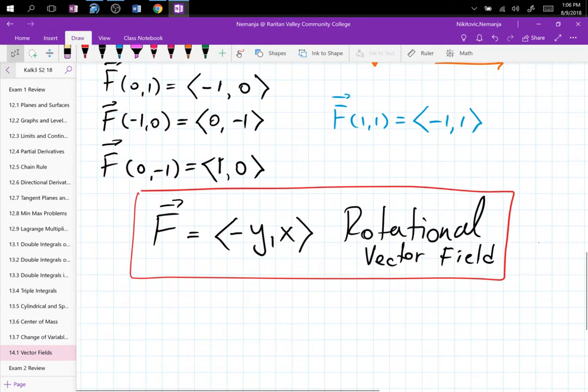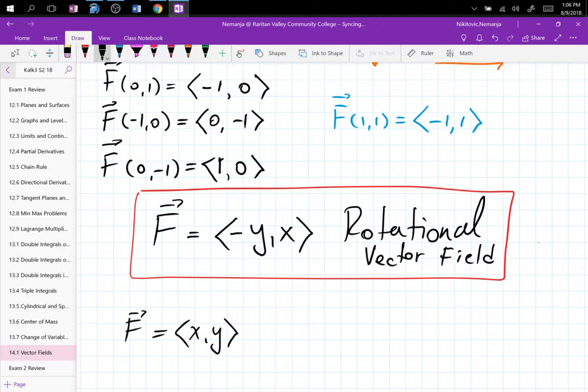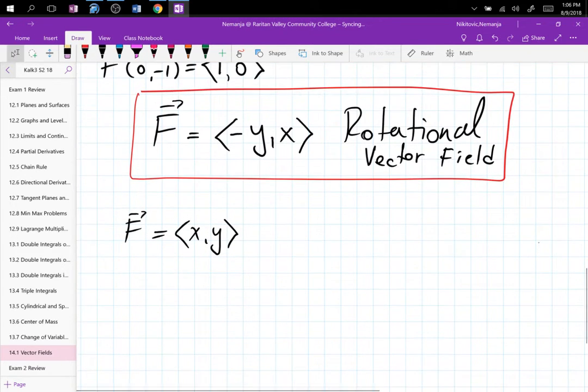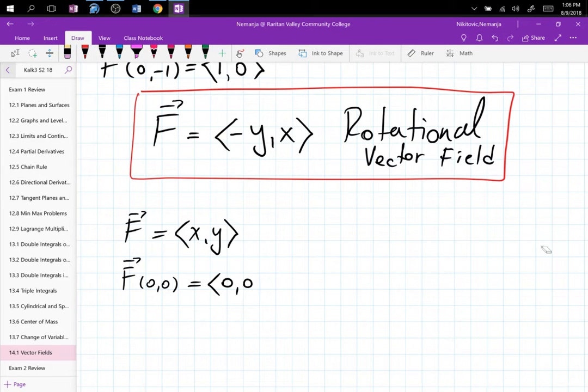Another important vector field for us to know is the radial vector field, given by F equals just (x, y). What a radial vector field does is radiate vectors out of a source. So you see that the vector field calculated at (0, 0) is the vector (0, 0). So on your xy graph, it's just a dot in the middle of the graph.